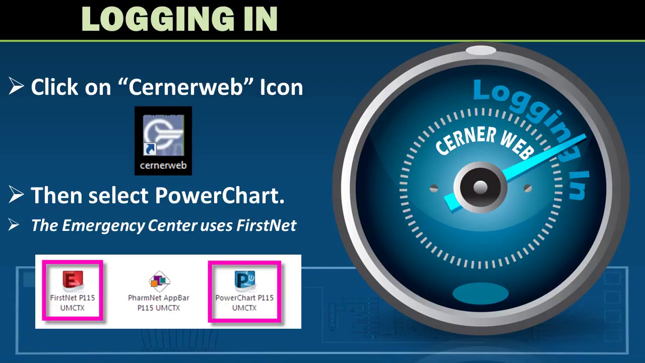Logging into PowerChart, it's important that you can find the icon on your desktop. It's usually this blue icon as you see on your screen, and it will be labeled as Cerner Web. Once you see the icon, you double click on it, and then you'll see the screen to either click on FirstNet, the red E, or PowerChart, which is the blue P icon. For most users, it will be the blue P that you'll be logging into.